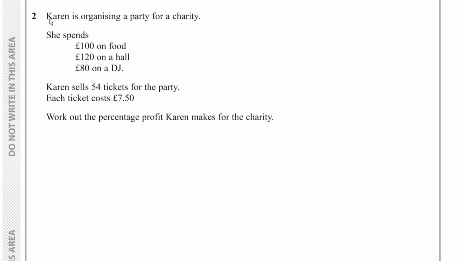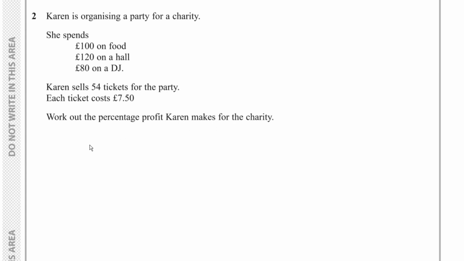Question number 2. Karen is organising a party for a charity. She spends £100 on food, £120 on a hall, £80 on a DJ. Karen sells 54 tickets for the party. Each ticket costs £7.50. Work out the percentage profit Karen makes for the charity.